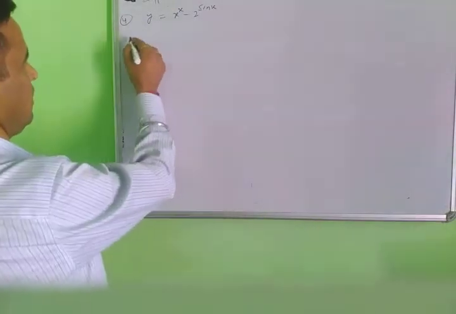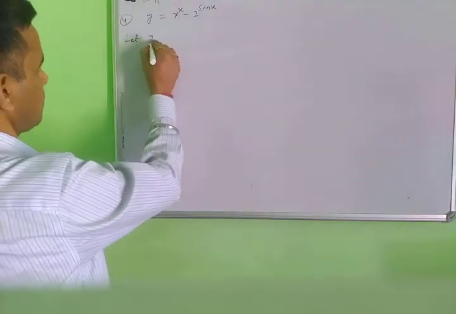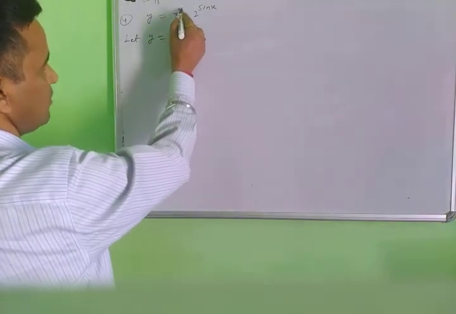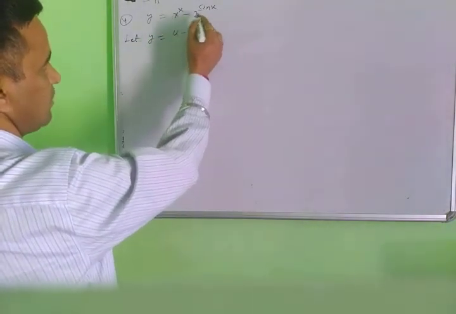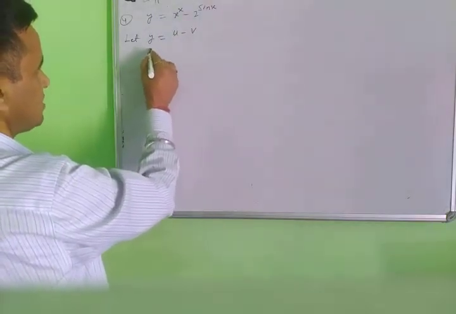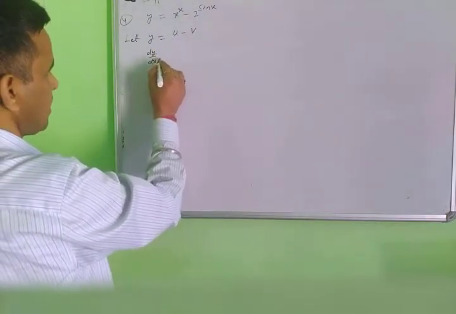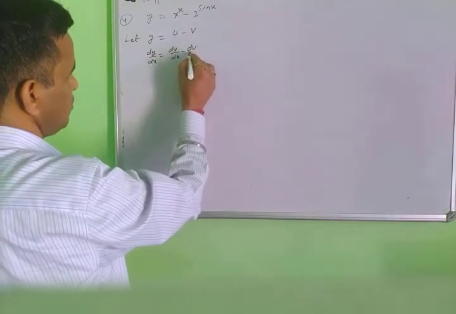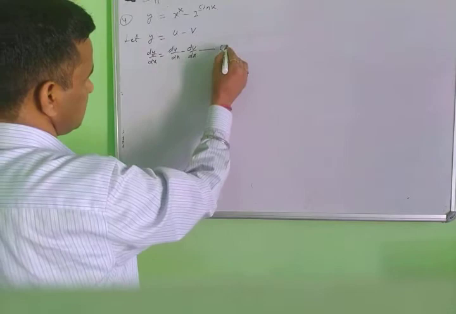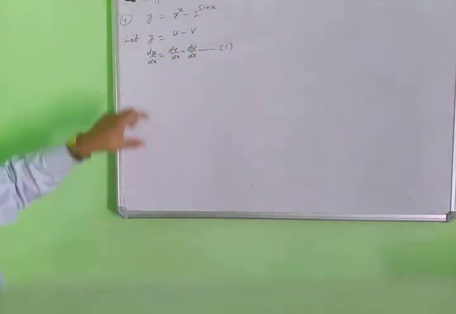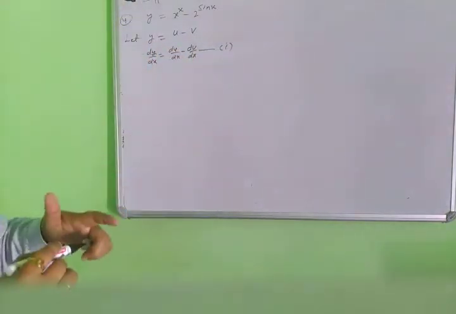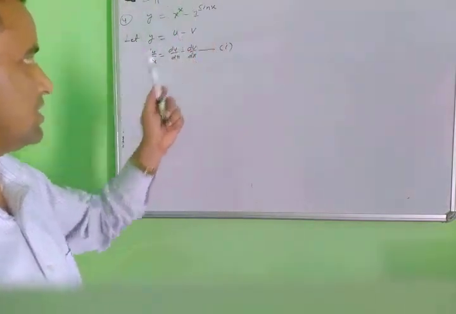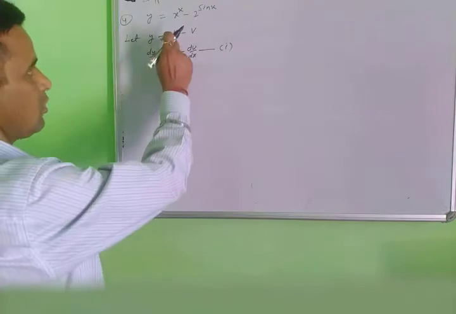First, I am putting let y equal u minus v. Converting to u and v and differentiating, dy over dx equals du over dx minus dv over dx. This is equation first. Make every question in this form first. Any special type question, you will solve in this way.